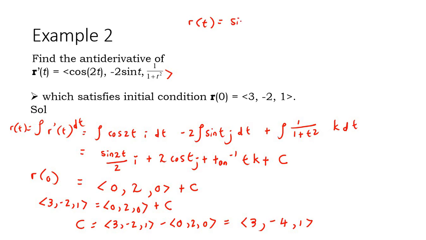So it will be sin 2t over 2 plus 3, component I. Component J is 2 cos t minus 4. Component K is arctan t plus 1. This is another notation to write the vector, instead of putting I, J, K. So you notice for indefinite integral, to get the constant C, we must have the initial condition supplied so that we can solve for the value of constant C here.